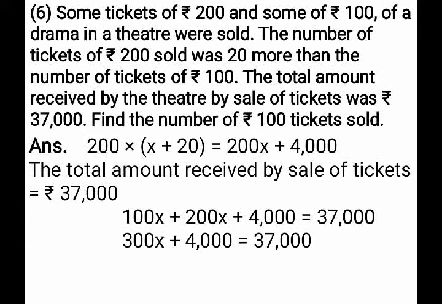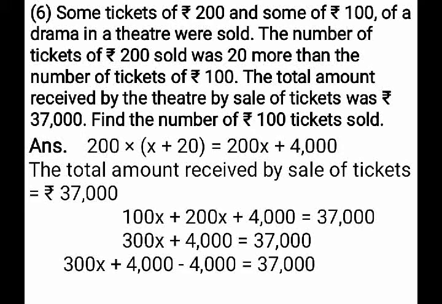If an equation is addition, it becomes subtraction on both the sides. That is 300x plus 4000 minus 4000 is equal to 37,000 minus 4000. Subtracting 4000 on both the sides. 4000 minus 4000 get cancelled. 300x write as it is. Next step.